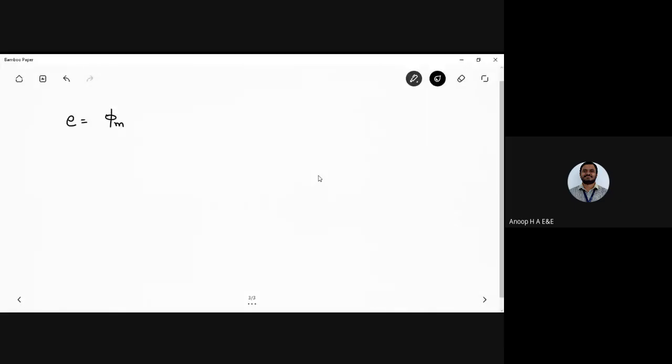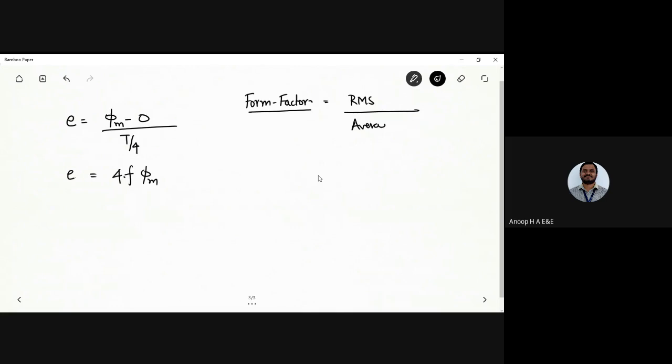Yeah, so I have this EMF expression. What I told you right now is phi m minus 0 divided by T by 4. So 1 by T is taken as frequency, giving 4 f phi m. This is the average value of the EMF. Now I want the relation between the average value and the RMS value. What is the factor that I take? I take the form factor, which is equal to RMS value divided by average value.